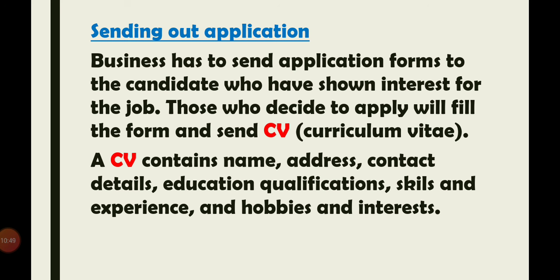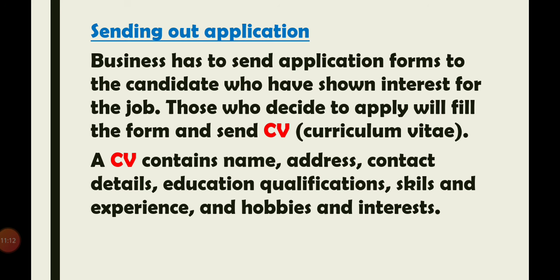What is a CV? A CV contains name, address, contact details, education qualifications, skills and experience, and hobbies and interests. So a CV is a document that a candidate prepares himself, mentioning his name, address, contact details, education qualifications, skills and experience, hobbies and interests. All this will be mentioned in the CV.